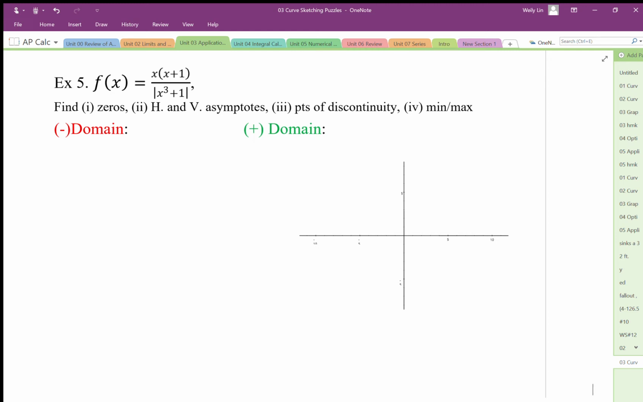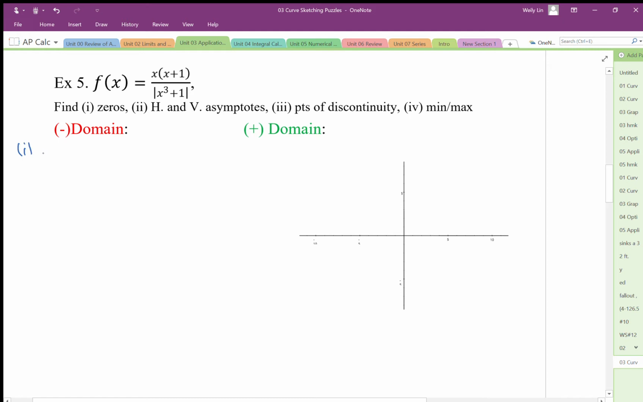Okay, so this graph is a little bit tough because we have that absolute value in the denominator, and the absolute value is actually going to do something to this graph. Okay, so let's start off with just our zeros here. Let's go for our zeros.